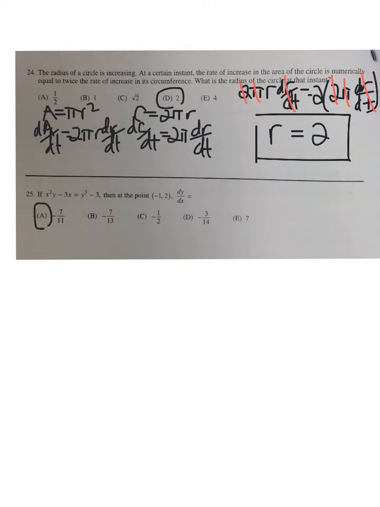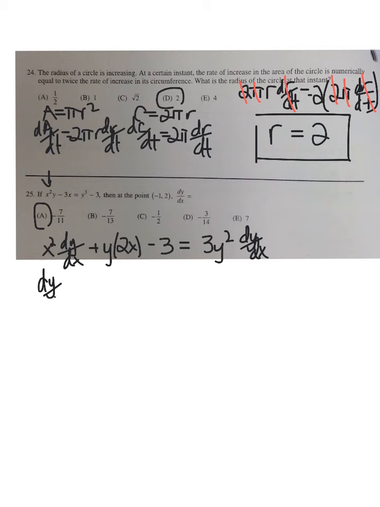So you need to do implicit differentiation. Just make sure that you're going to do product rule here. So product rule would be x squared dy/dx plus y times 2x minus 3 equals 3y squared dy/dx. And then we know that the derivative of a constant is 0, so that just disappears. Okay, I am going to bring my dy/dx's to the left side. It doesn't matter what you do, but I'm going to factor them out at the same time.